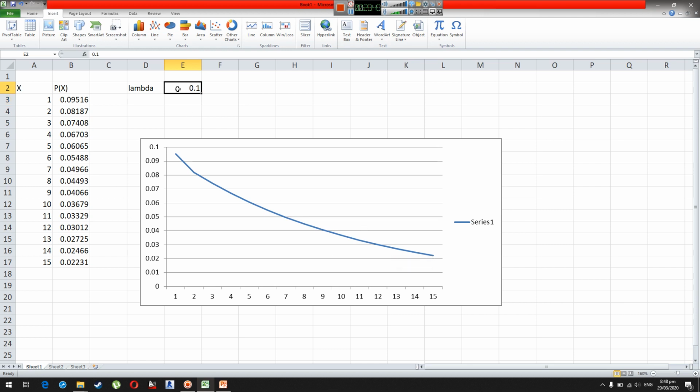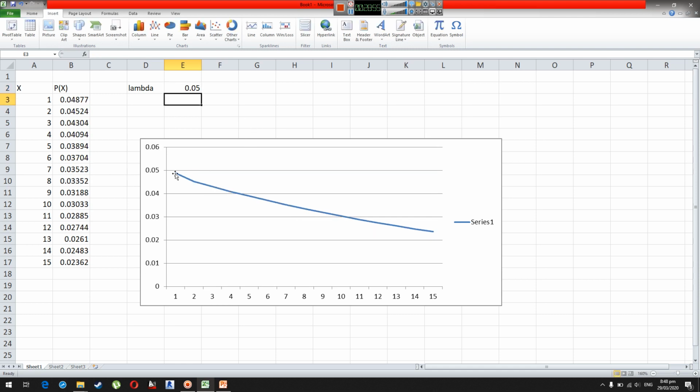Now if I take it 0.05, you can see here that the curve graph is now changing, and that is becoming a straight line. So as you decrease the value of lambda, the exponential distribution will become like a linear distribution, or rather it will not be a linear distribution, but it will give you a straight graph, a straight line.